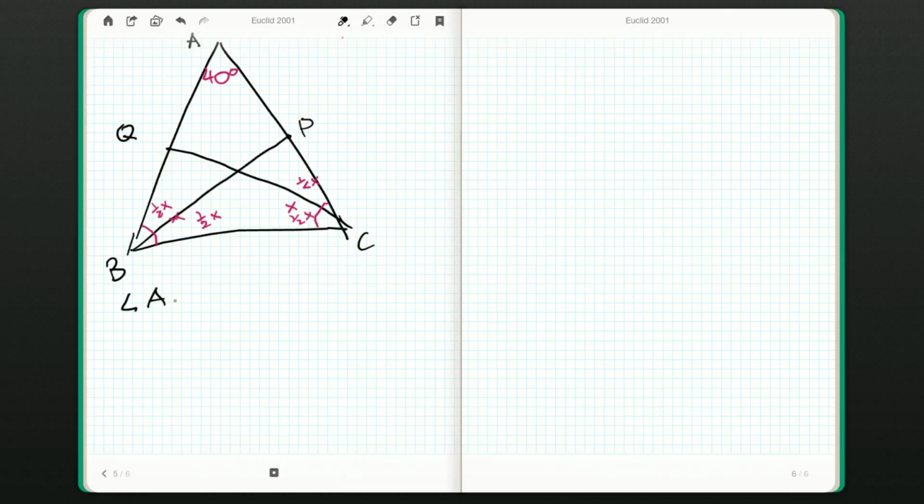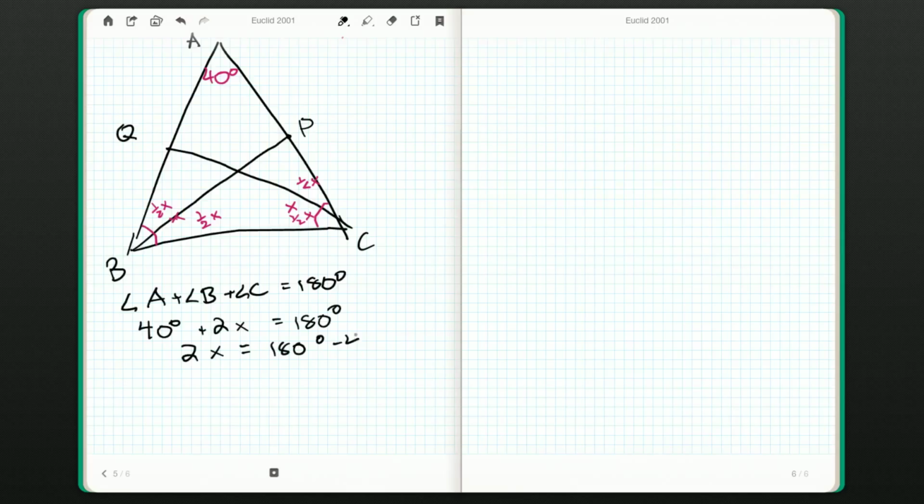Well, the sum of the interior angles of a triangle is always 180 degrees. Now we know angle B and angle C are going to have to be equal because this is an isosceles triangle. And we know angle A is 40 degrees. So angle B and angle C, they're both X. So 2x is 180 degrees minus 40 degrees, so that gives us 140 degrees. So x is going to be 70 degrees, and a half x is going to be 35 degrees.